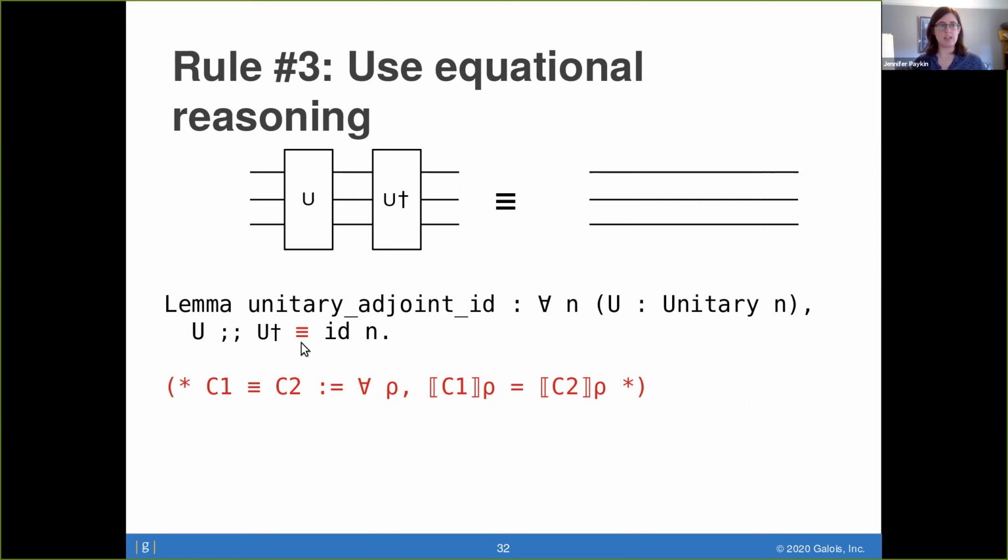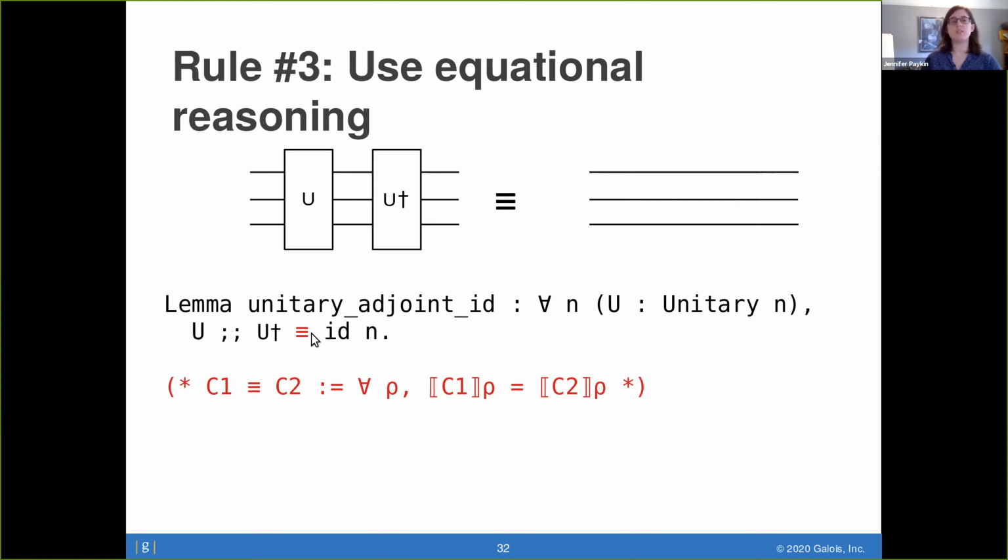This triple equal sign is shorthand for: for any input state rho, the semantics of C1 is equal to the semantics of C2 on rho. But the triple equal sign makes it so that you can use that identity inside a larger circuit. So that means that this not only holds for this particular circuit, but it holds for any circuit where u followed by u dagger exists.